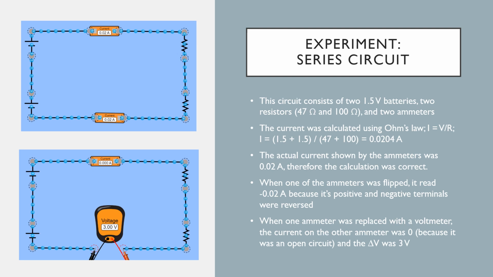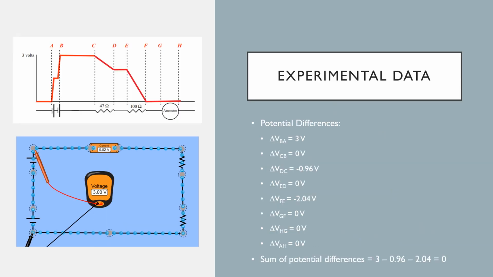When we flipped one of the ammeters, it read negative 0.02 amps because its positive and negative terminals were reversed. When one ammeter was replaced with a voltmeter, the current on the other ammeter was 0, and the delta V was 3 volts because it was an open circuit, so there was no current flowing.